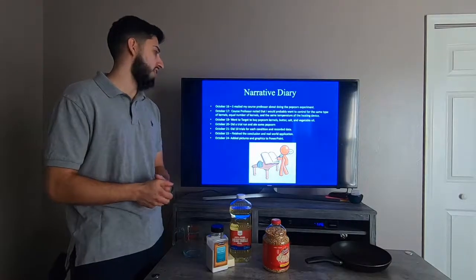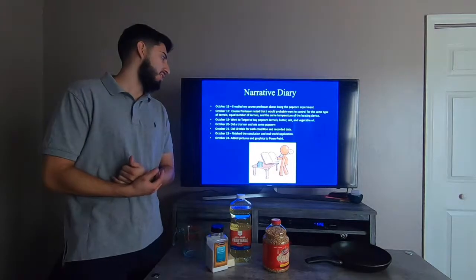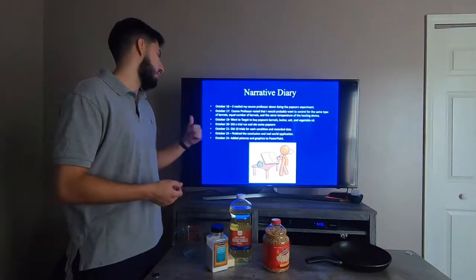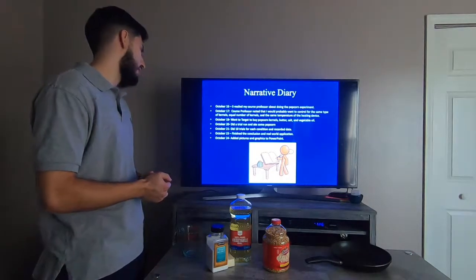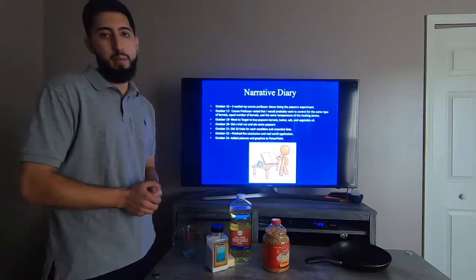On the 20th, I did a trial run and ate some popcorn. You can't go wrong if you're eating popcorn. On the 21st, I did 10 trials. This is where I did each trial for each condition. On the 23rd, I finished the conclusion and real-world application. On the 24th, I added pictures to the PowerPoint.